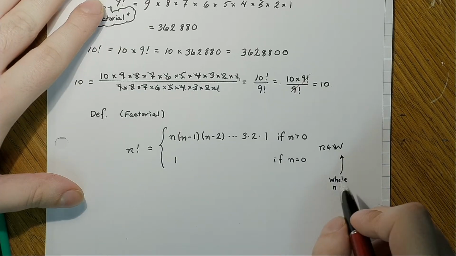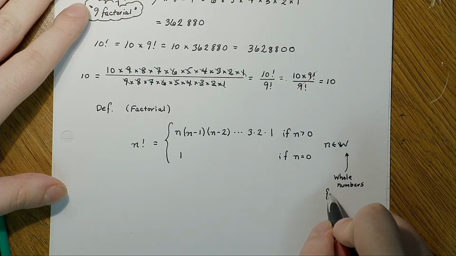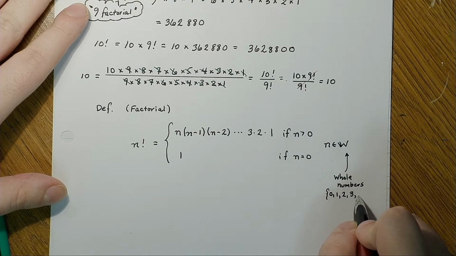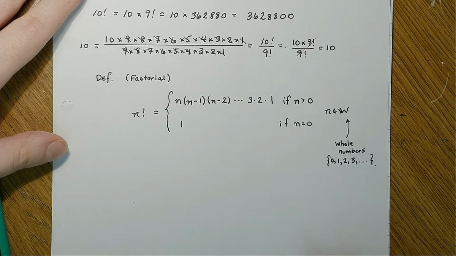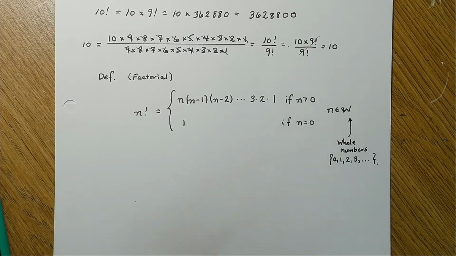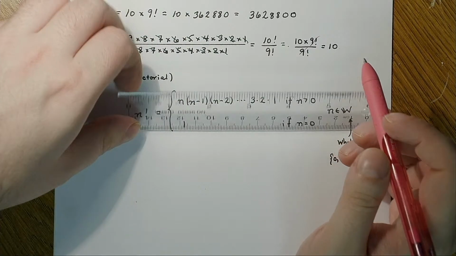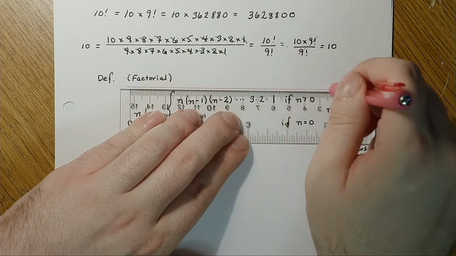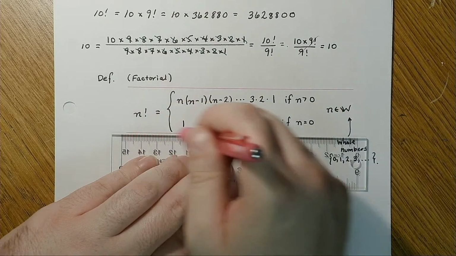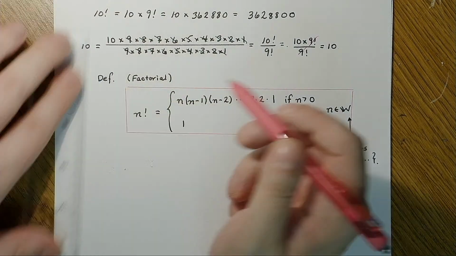Those are called the whole numbers. Okay, so we have that. Maybe that's important enough to box. Hopefully I don't smear the ink. There we go.